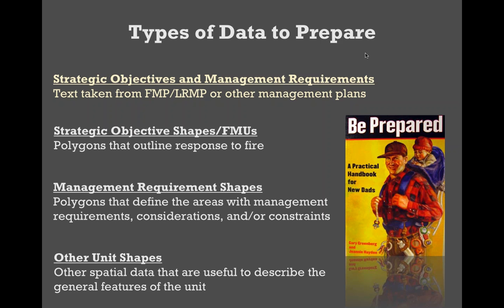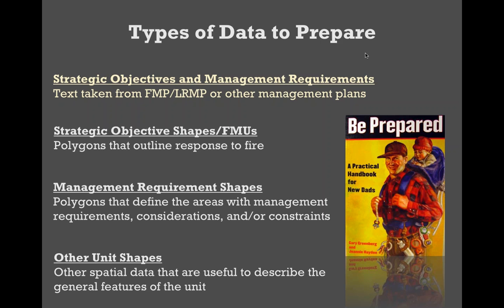And then the other three types below are really those shape data. They're the shape files that you might load or submit to WFDSS for loading. The first one is arguably the bigger of the three, and that's your strategic objective shapes or your FMUs, depending on the planning process that you're using. These are polygons that vary. The way I describe it is they outline your response to fire. So I'm always going to suppress the fire inside this polygon.